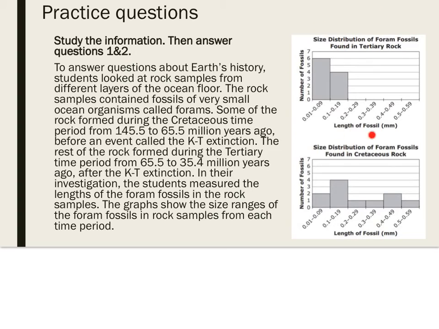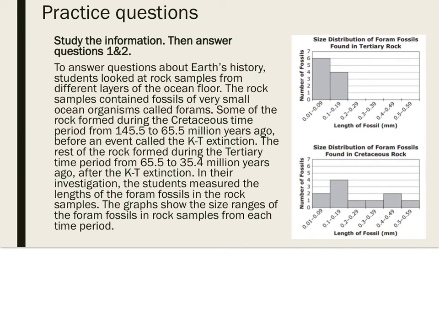Okay, so up top, we've got the size distribution of foram fossils found in the Tertiary rock. Okay, and you've got the length of fossil in millimeters down on your x-axis. And then on your y-axis, you've got the number of fossils, and they did a bar graph. Okay, so looks like there were 6 fossils that were very, very little, okay? And there were no fossils that were a little bit bigger, right? Okay, and that's in the Tertiary rock.